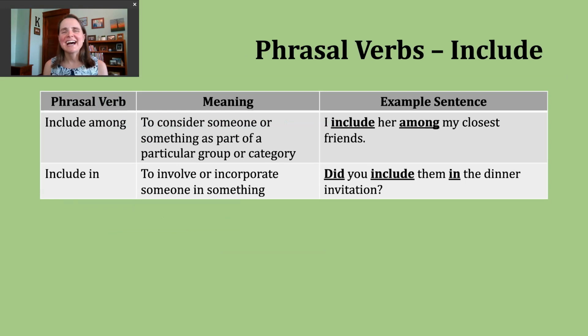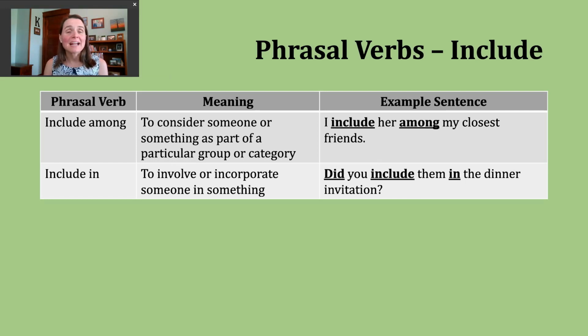The first that you might hear is to include among. That can mean to consider someone or something as part of a particular group or as part of a particular category. An example of this might be, I include her among my closest friends. Right? So my closest friends is the particular group, and I'm saying someone is in, or I'm considering them to be in this particular group.